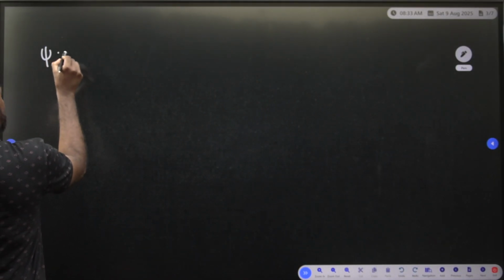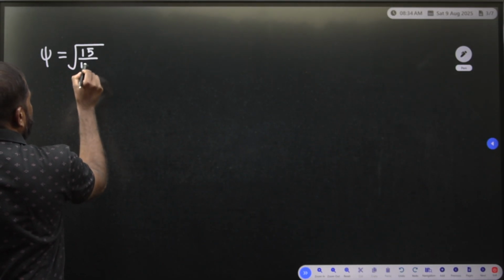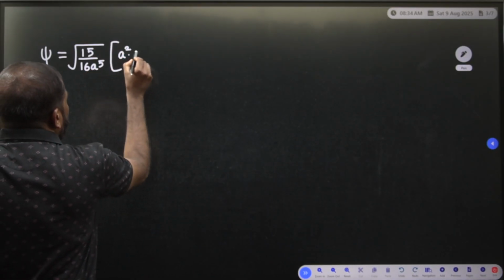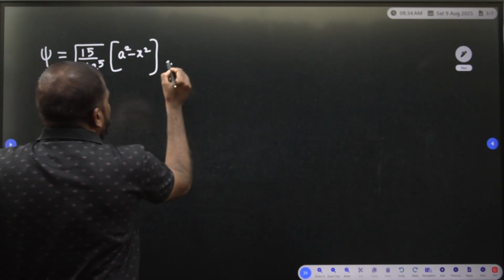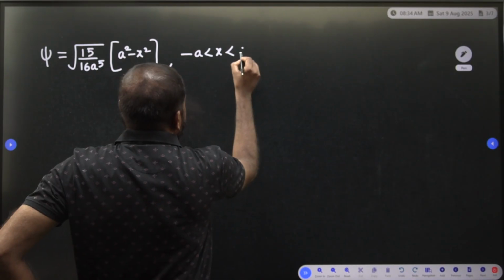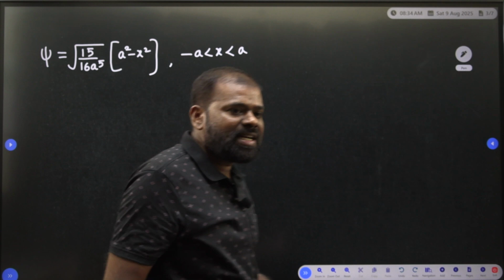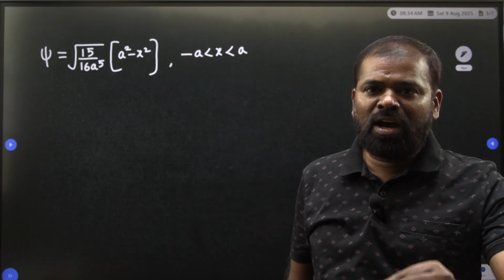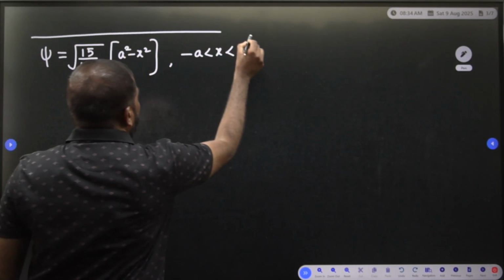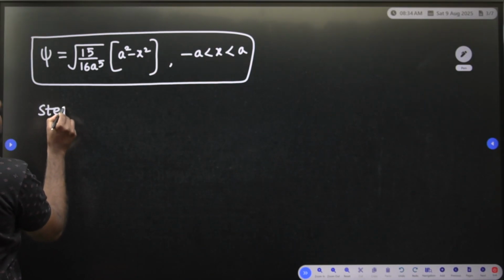Now, your wave function psi is equal to root 15 divided by 16 a to the power of 5 into a square minus x square. This function exists when minus a is less than x is less than plus a. This is the trial wave function. If it is not normalized, we normalize it. This is the first step. Clear? After the first step, we take step 2.